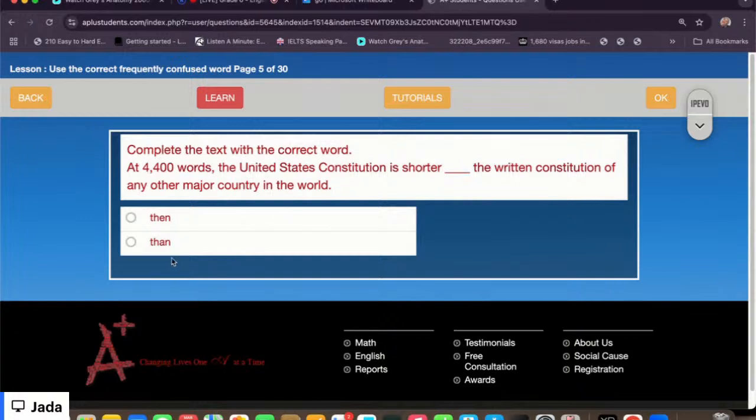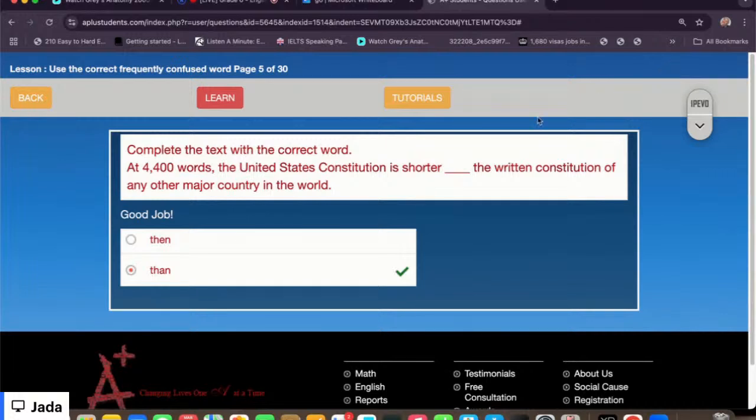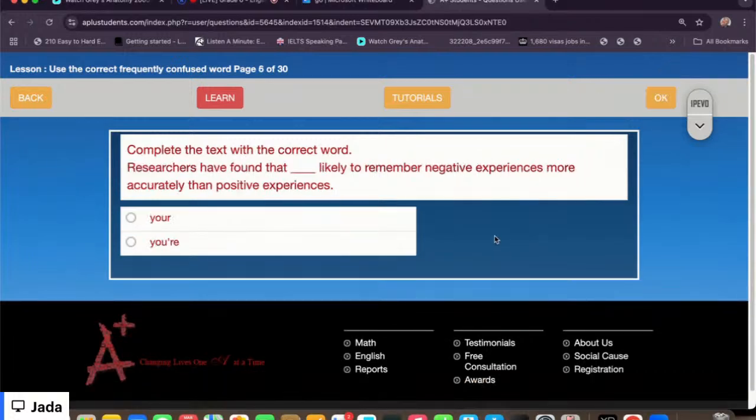All right, so we have then, this one over here. Researchers have found that dash likely to remember negative experience more accurately than positive experience. So you're or you are?